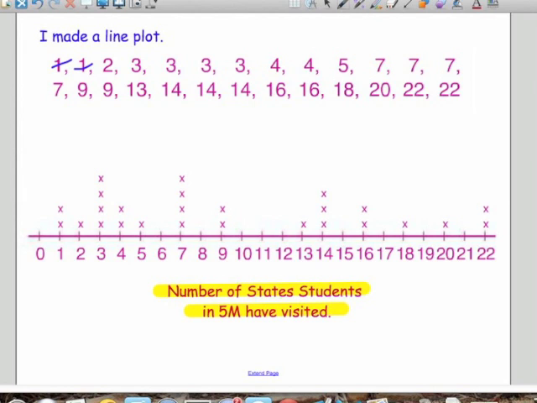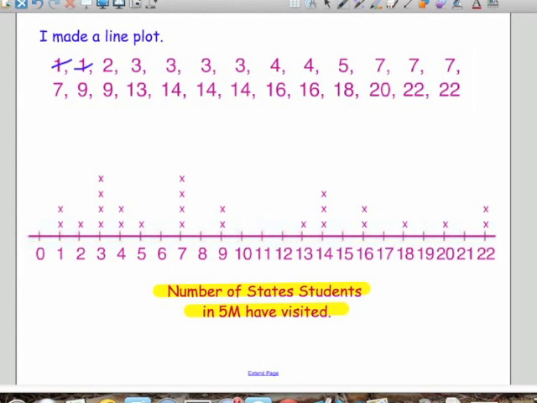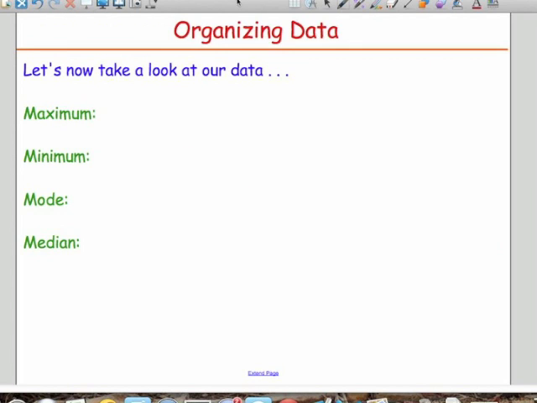Let's go ahead now, and I want us to take a look at our data and find our maximum, our minimum, our mode, and our median. Our maximum is the word max, so that is the biggest number. So the biggest number of states that someone in our class has visited is 22. We can tell that because it's the highest number on our number line. So we're going to just write down 22.